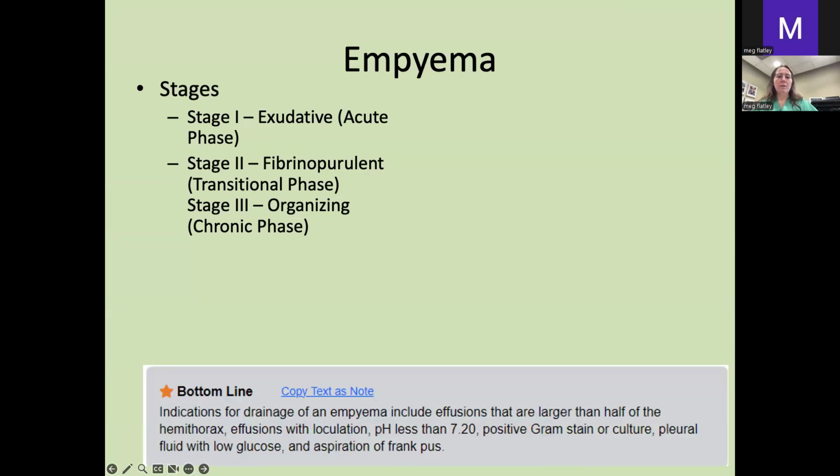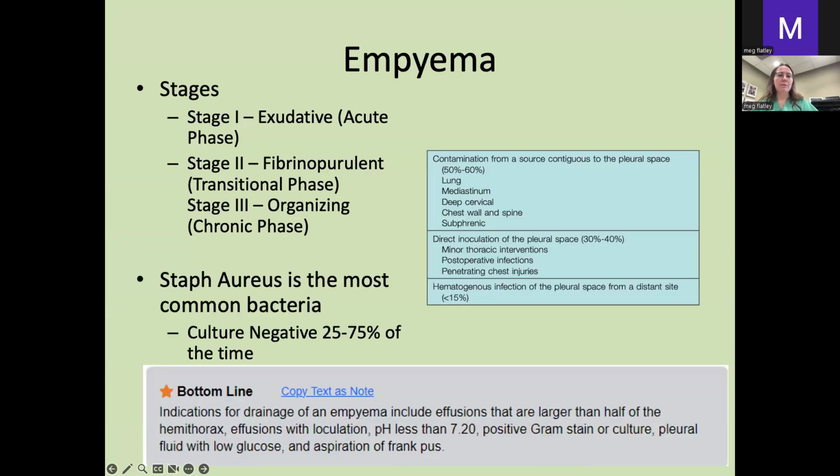We'll talk a little bit about empyema. Dr. Nissen wrote about the different stages of empyema. I think the important thing is that stage 2, the fibrinopurulent stage, is really when you ideally want to intervene and put a chest tube in.